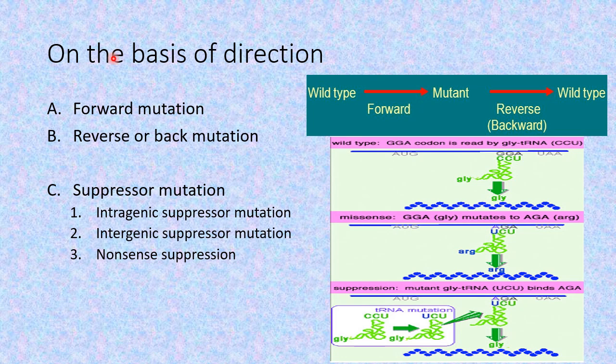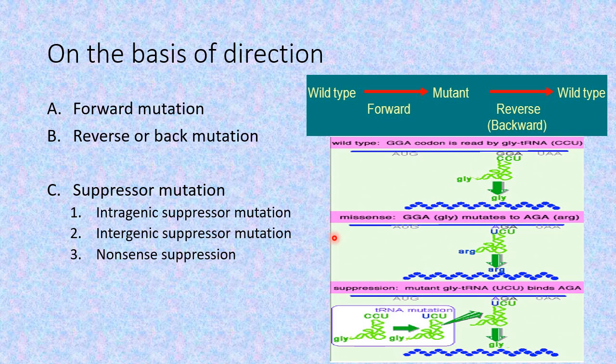On the basis of the direction of mutation, they may be the forward mutation or the reverse or back mutation, or they may even be the suppressor mutation. If a mutation converts a wild type genotype into a mutant, then it is known as the forward mutation. And if another mutation reverts this mutant back to its wild type form, then we call it the reverse or the backward mutation.